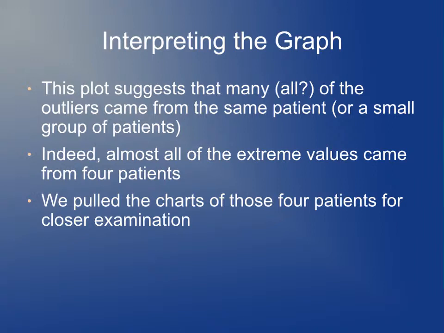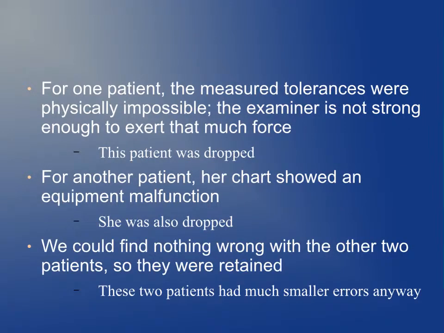Indeed, as we looked at it more closely, it looks like almost all the extreme values came from 4 particular patients, so we pulled the charts for those 4 patients for closer examination. And for one of the patients, the measured tolerances were physically impossible. My collaborator simply wasn't strong enough to exert that much force. We concluded that's clearly wrong.